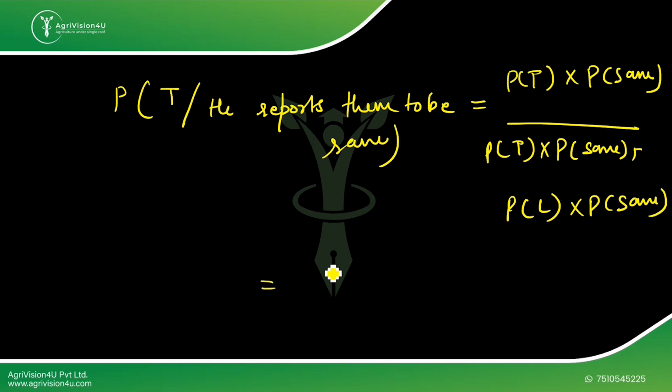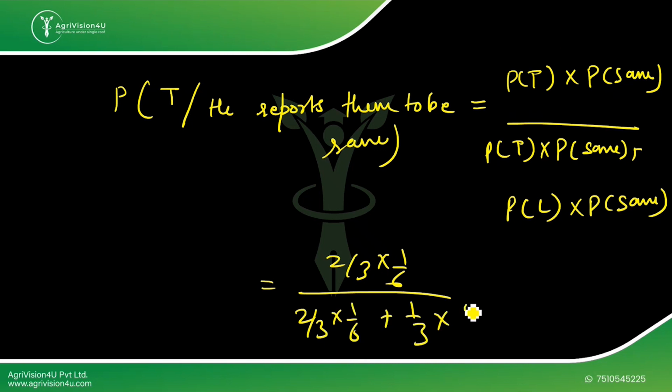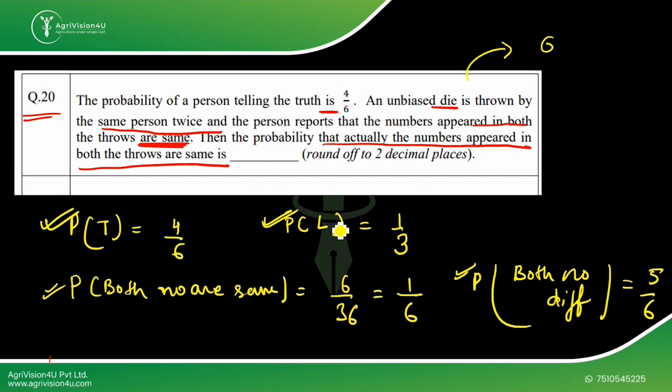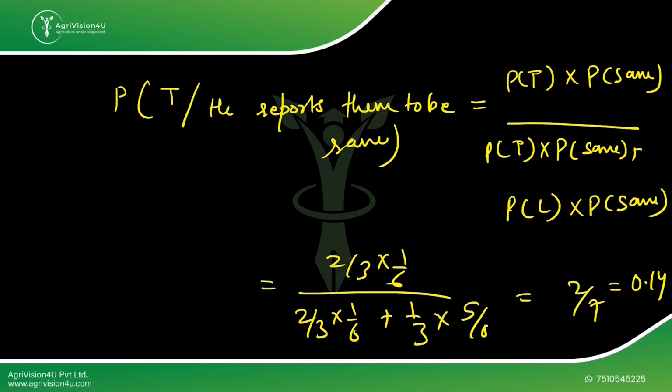Okay. Now it will be 2 by 3 into 1 by 6, plus 1 by 3 into 5 by 6. So if you calculate it, you will get 2 by 7. And if you reduce it, you will get 0.14. The answer will be here 0.14. Okay. So this is the correct answer.